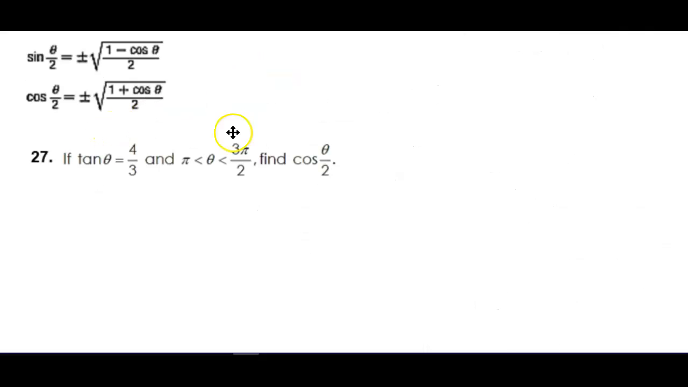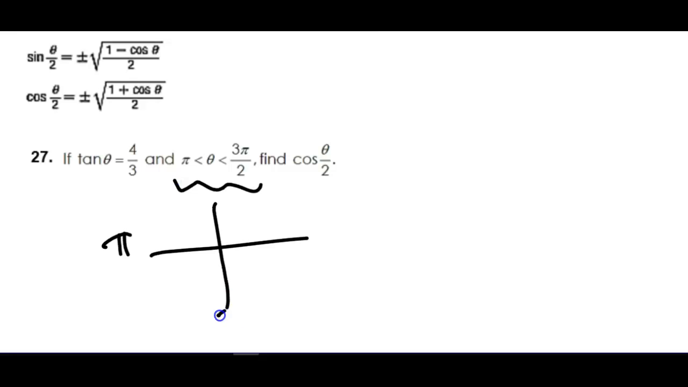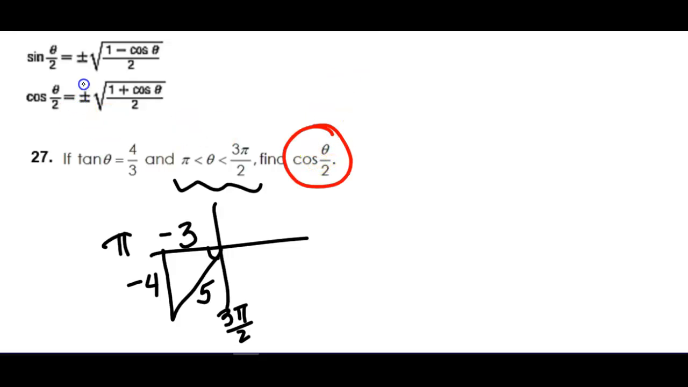Last one. Tangent is 4/3. This tells me we are between pi and 3 pi over 2, so we're in quadrant 3. The tangent is 4/3 means opposite over adjacent from here, but these are both negative because we went left and down. If you do Pythagorean theorem, that turns out 5. We're trying to find cosine theta over 2, okay? This is the only one of these I'm going to do. It has a plus or minus here, and you have to determine whether it's plus or minus.